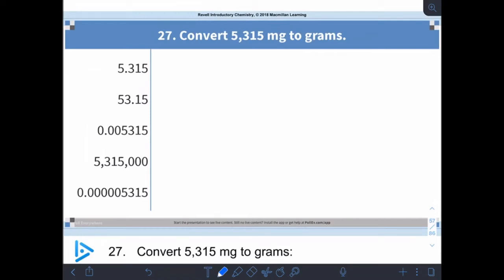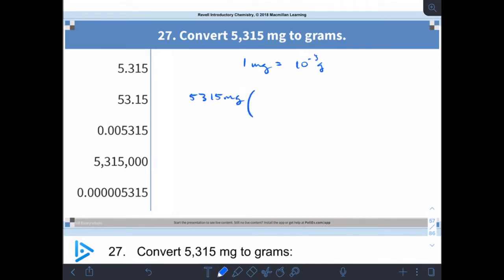Picking up where we left off, question number 27, doing more dimensional analysis. So we want to convert milligrams to grams. Our conversion factor is 1 milligram is 10 to the minus 3 grams. So I'm going to start with my given information, 5315 milligrams.